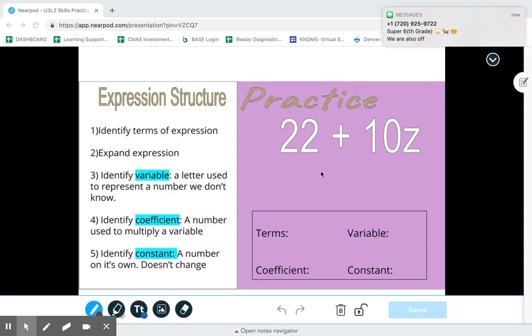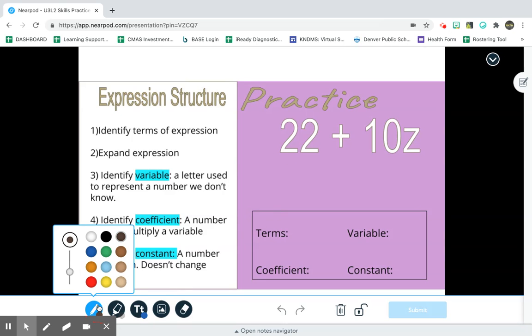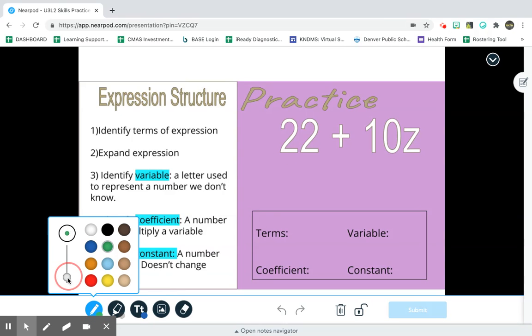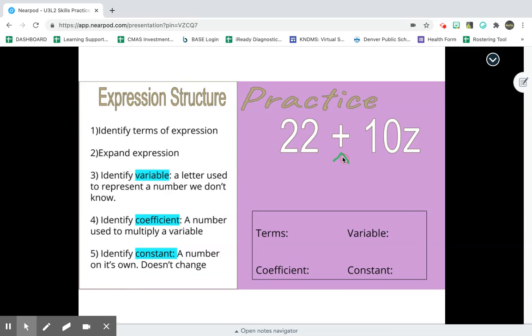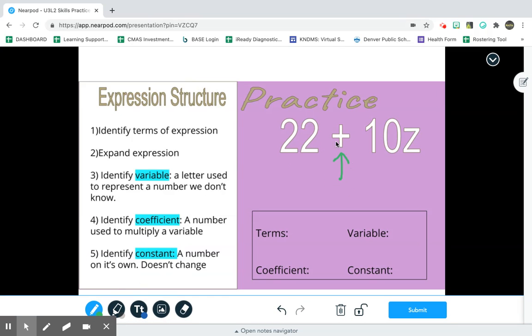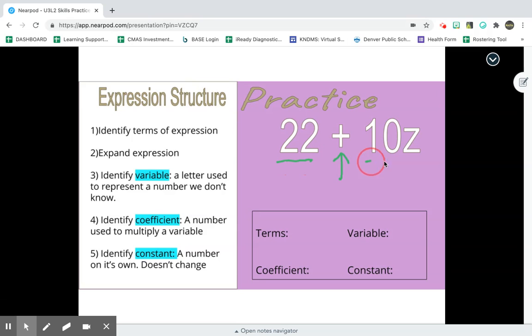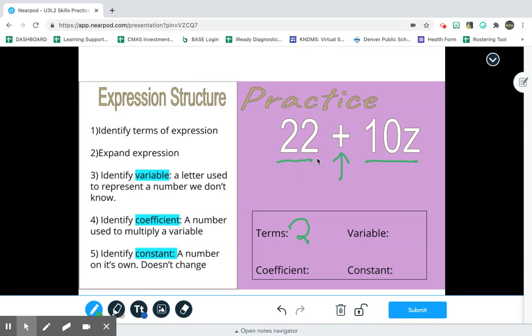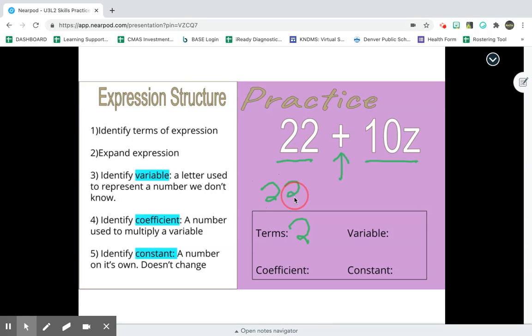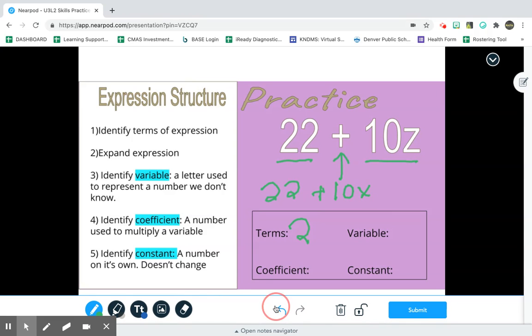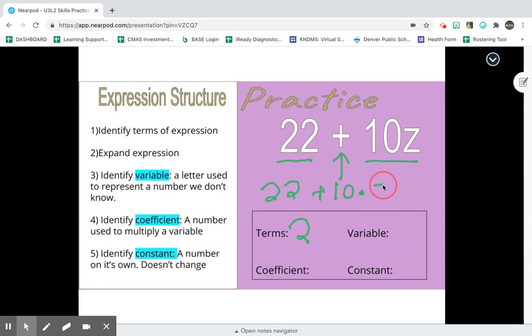All right. Identify my terms. Look for my operator. I can see my operator already. It's this addition symbol here. This is my operator. What is it doing? What am I adding? Well, I'm adding the 22 and the 10z. So how many terms do I have? I have 2. Can I expand my expression? I most certainly can. 22 plus 10 times z. Oops, I messed up. We're not using that multiplication symbol anymore because it's going to be confusing with x. 10 times z. There we go.